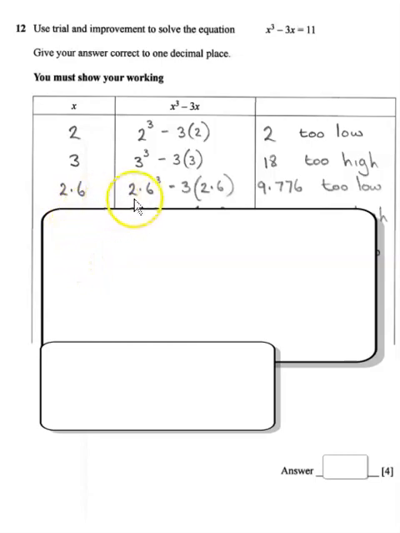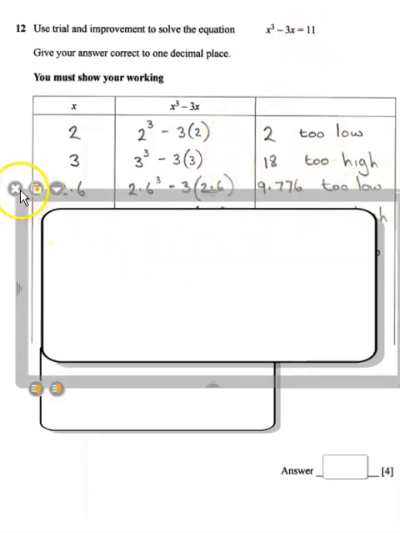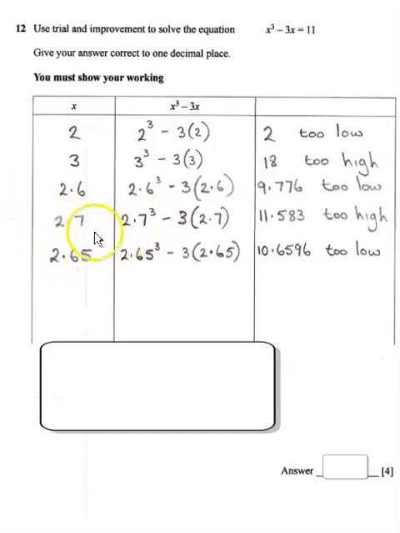So it's just the same: 2.6 cubed, take away 3 times 2.6, and we get 9.776, which, compared to 11, is too low. As we go on, you can see that I've gone up to 2.7. We've found out that 2.6 is too low, 2.7 is too high. So that basically means one of those would be the answer, because it's to one decimal place.